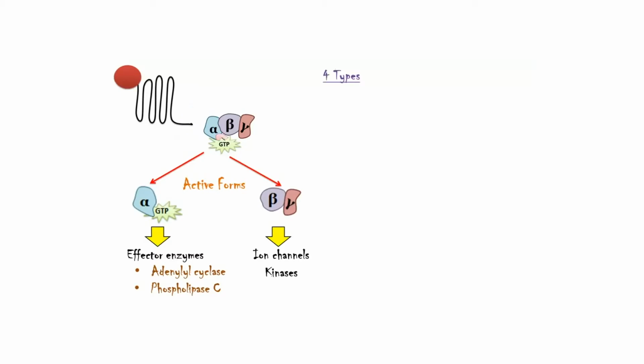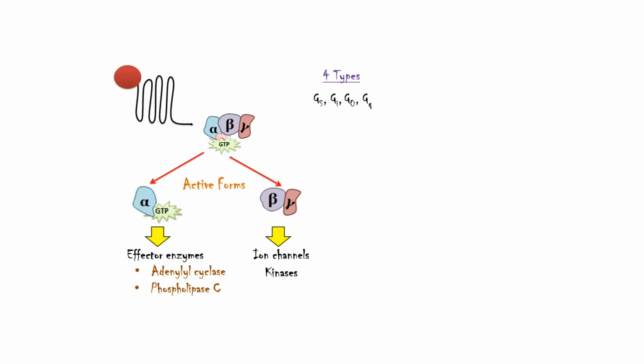Alpha-GTP combines with effector enzymes like adenylyl cyclase and phospholipase C and activates them. Beta-gamma subunit mainly binds to ion channels or kinases and activates them. 4 types of pharmacologically important G-proteins have been identified. They are G-stimulatory, G-inhibitory, G-naught, and Gq proteins.